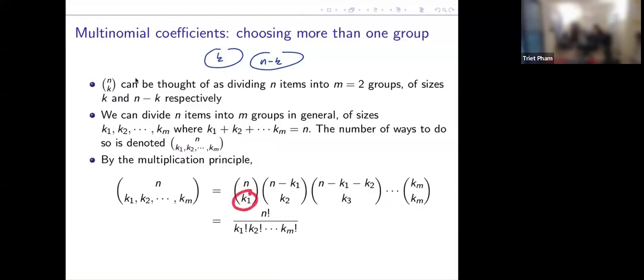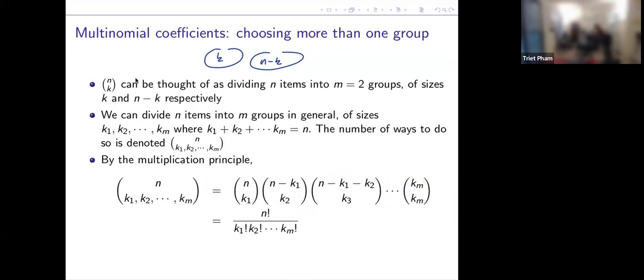First, you choose k1 for the first group, and then of course you have n minus k1 left, and then you choose k2 for the second subgroup, and then so on, until the last remaining km is left, and you choose km out of this. And that's just explained by the multiplication principle and combination.